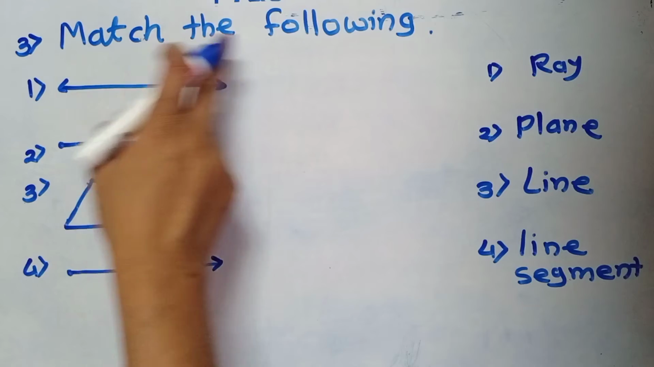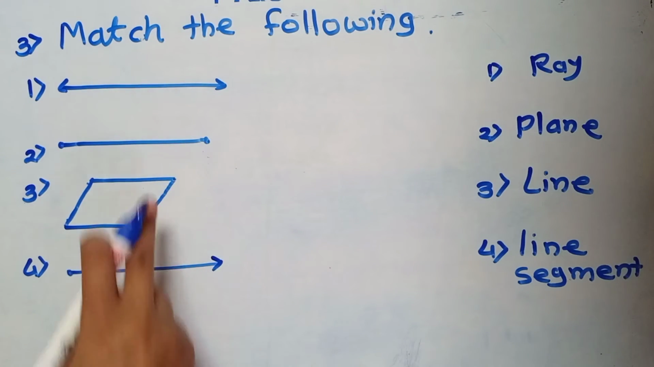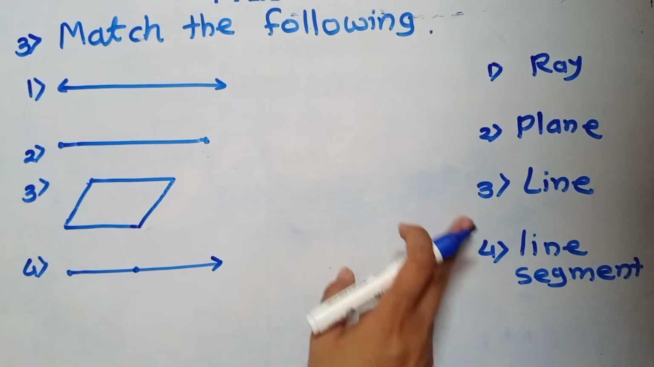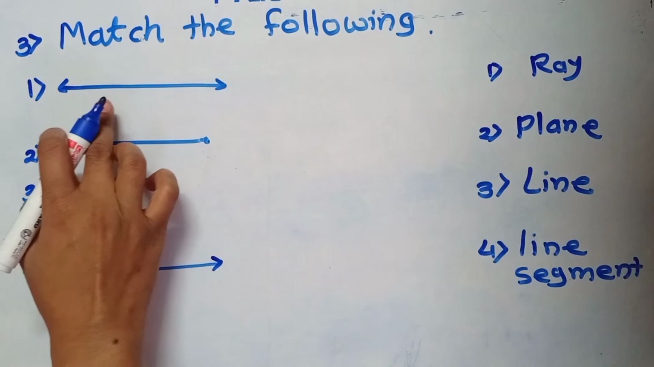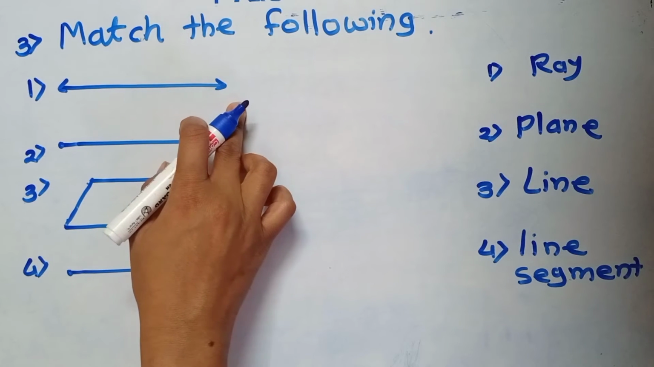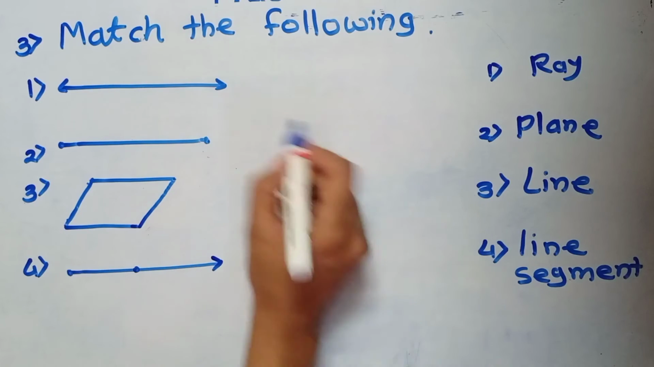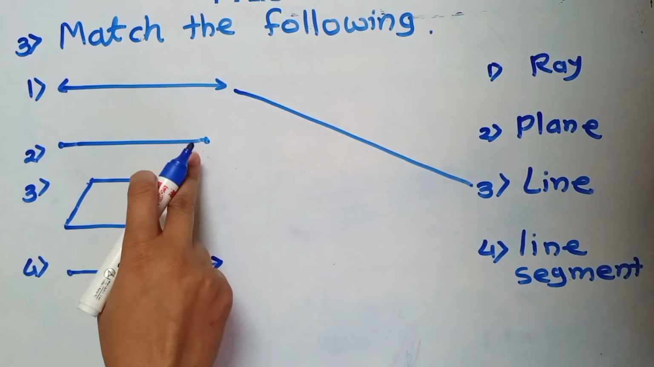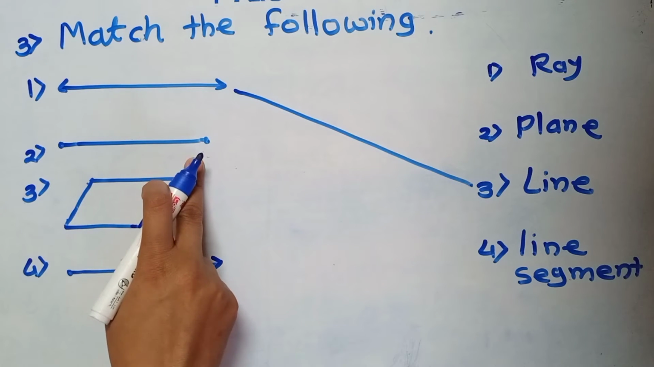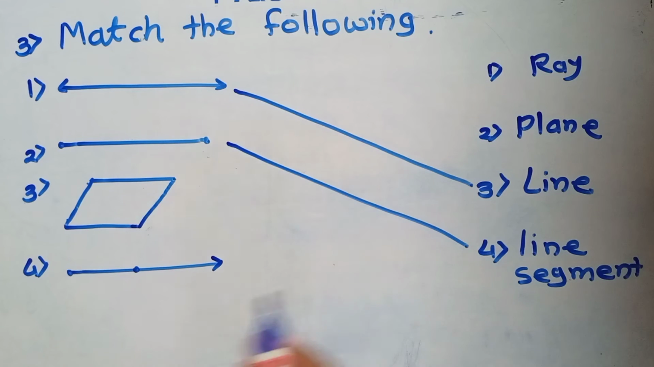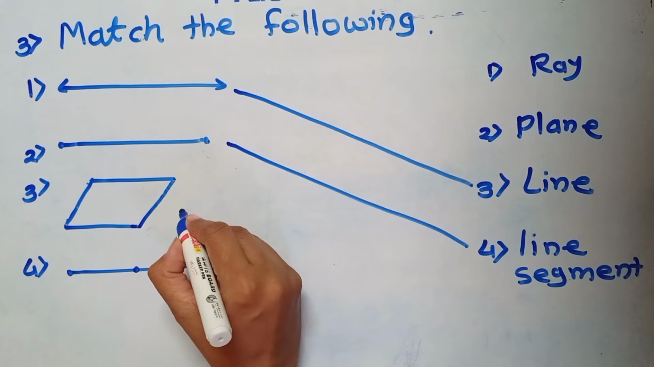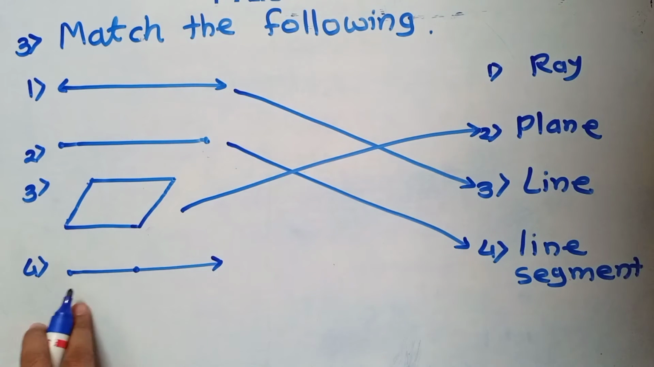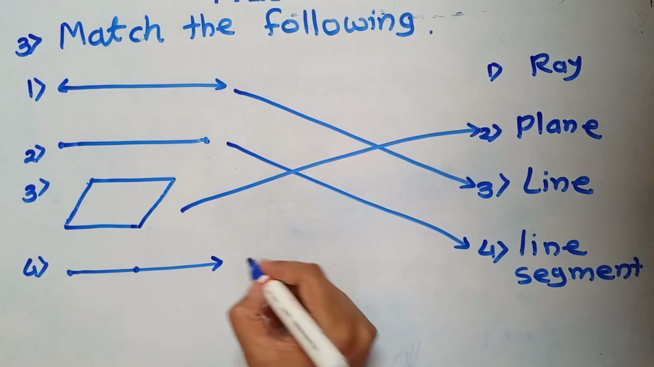Solve question number 3. Match the following. We are given figures and you have to match them with rays, plane, line and line segment. The first is, what is this? This is a line. So you have to match the pair, line. Second is, what is this? This is the line segment. So you have to match the pair, line segment. What is this? This is a plane. And what is this? This is a ray.